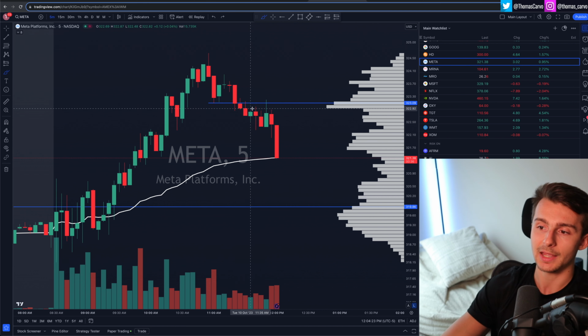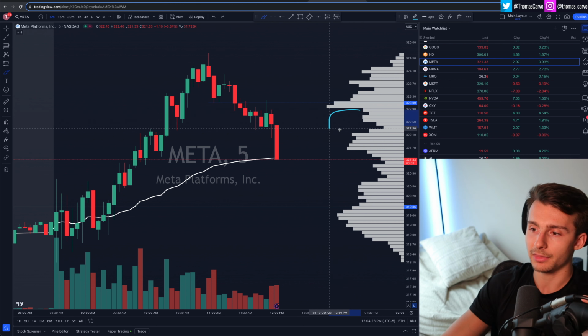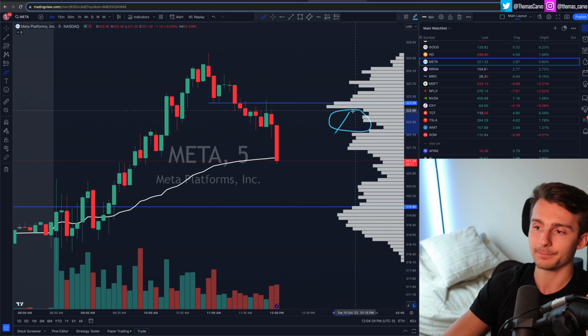So that's what I decided to take. And then I had take profits, really looking to target this volume profile gap area.